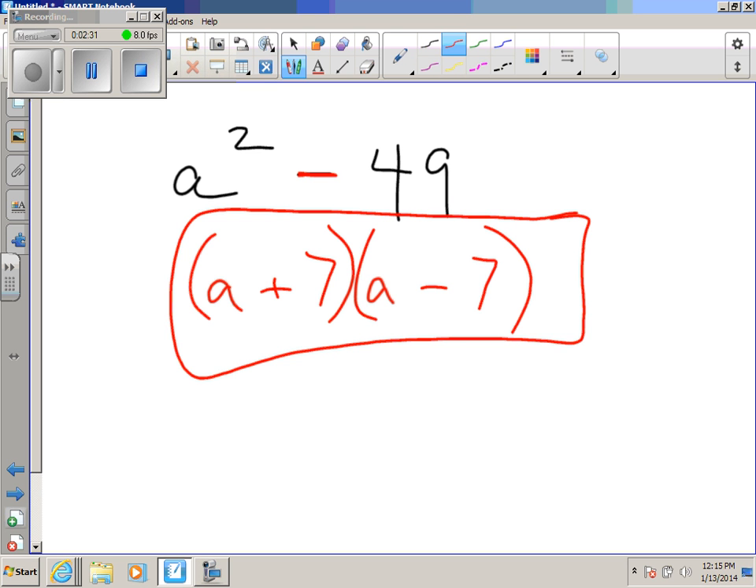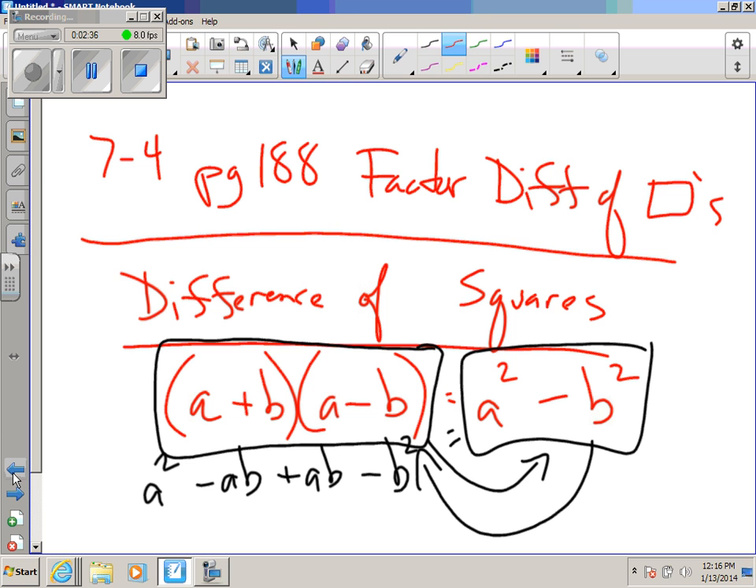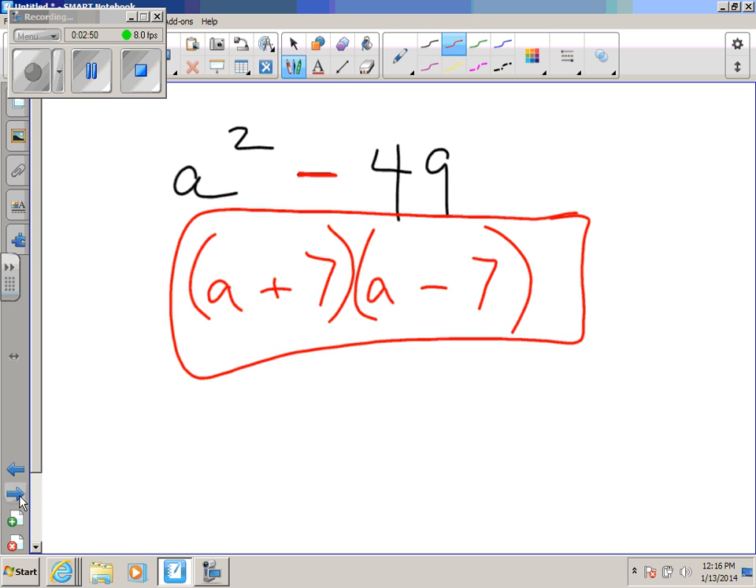Wait, so why is it possible? That's just how it works out when we did this here. This is what difference of squares is: a plus b, a minus b. One positive, one negative, with a being the same, b being the same. That gives us the a squared minus b squared. Okay? All right? But there is a catch.